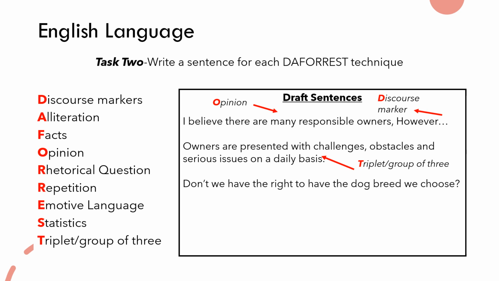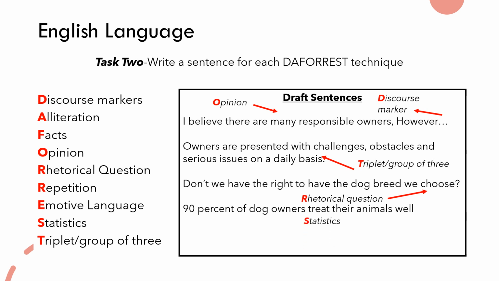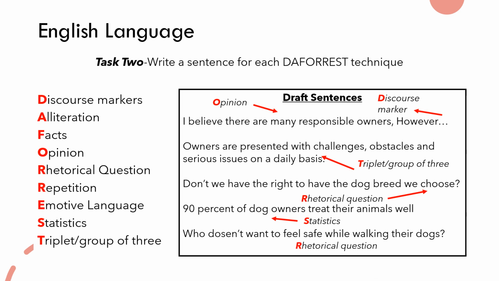Next we have, "Don't we have the right to have the dog breed we choose?" And that's a rhetorical question. Next we have, "90% of dog owners treat their animals well." And that would be a statistic. Next we have, "Who doesn't want to feel safe while walking their dog?" And of course that would be another rhetorical question.